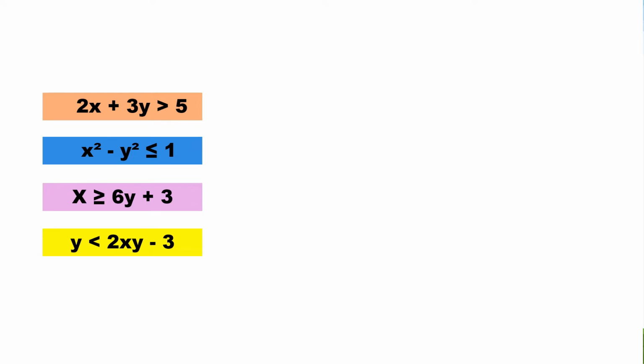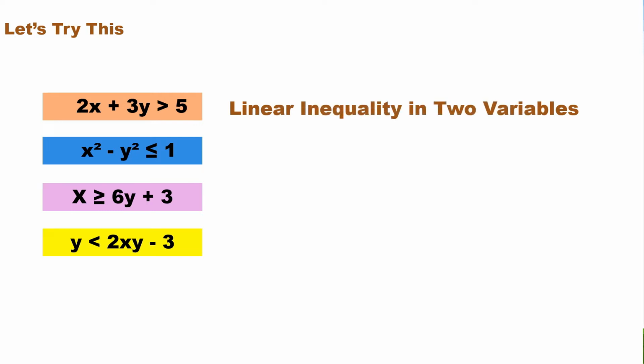Let us identify these given examples, whether they are linear inequalities in two variables or not. So, umpisan po natin sa una. We have 2x plus 3y is greater than 5. So, is it a linear inequality in two variables or not? So, let us see. Okay. So, it is a linear inequality in two variables. Tama. Pangalawa, we have x squared negative y squared is less than or equal to positive 1.